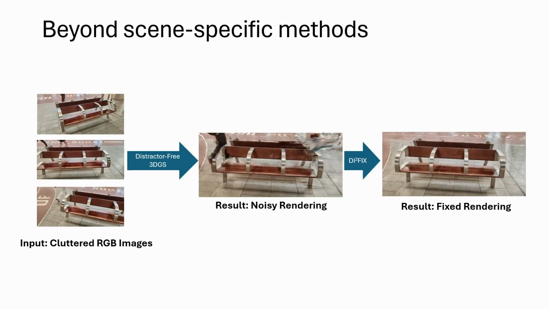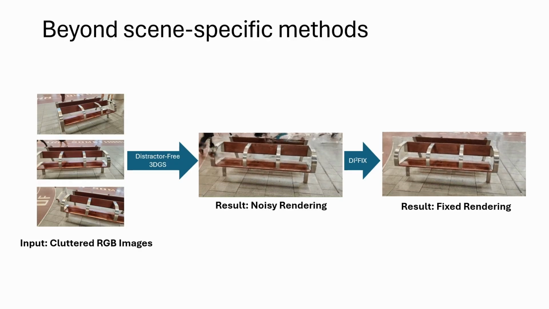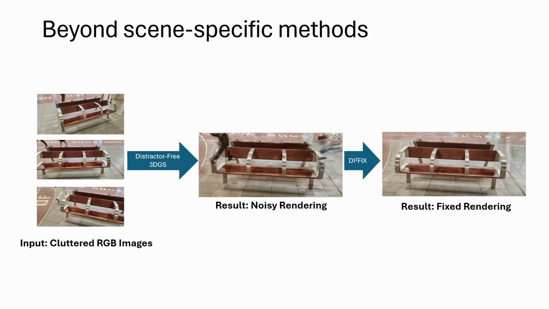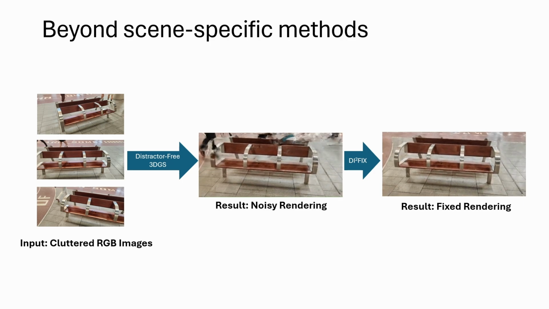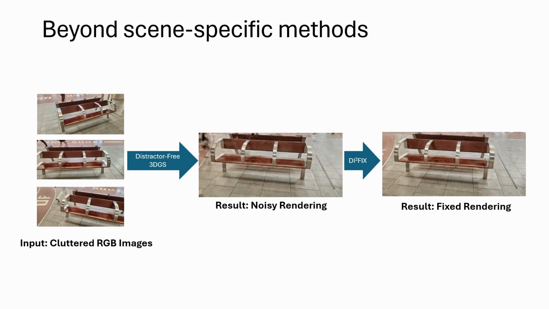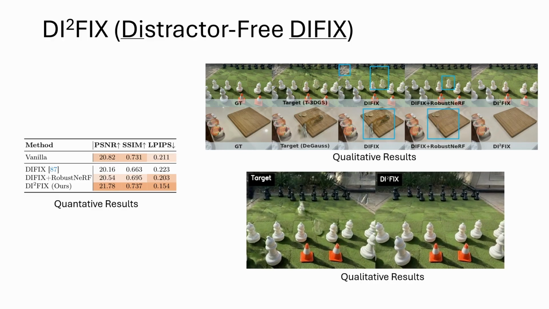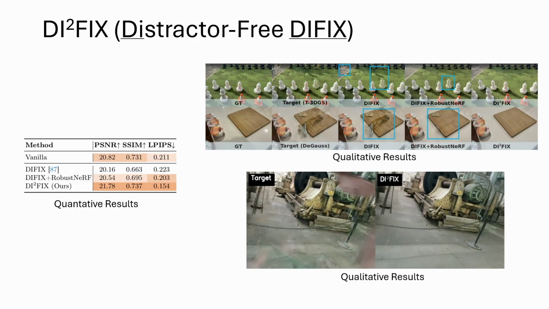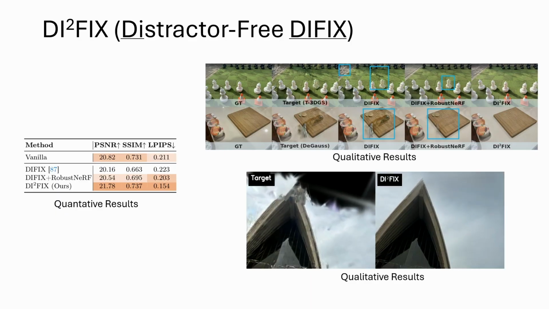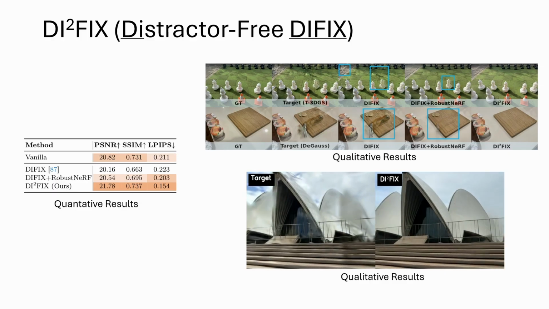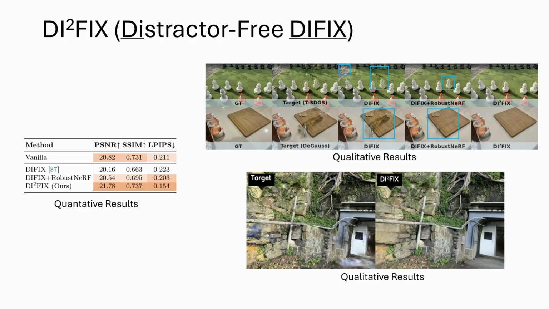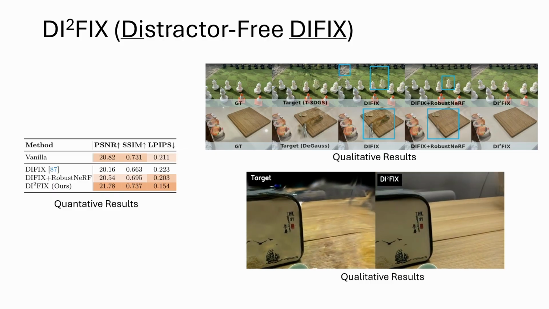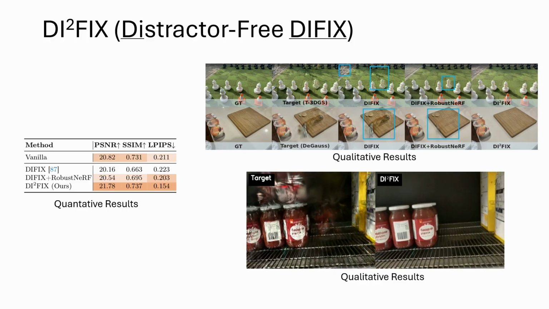Beyond scene-specific methods, we introduce D²Fix, distractor-free DFix, by fine-tuning DFix on DF3DV-1K with minimal modifications to enhance the rendering quality of distractor-free radiance fields. The quantitative results show that D²Fix can improve the rendering quality of 3DGS and 9 recent distractor-free radiance field methods by an average of nearly 1.0 decibels in PSNR and 0.06 in LPIPS. The qualitative results further validate these improvements. This demonstrates the significance of the DF3DV-1K dataset.